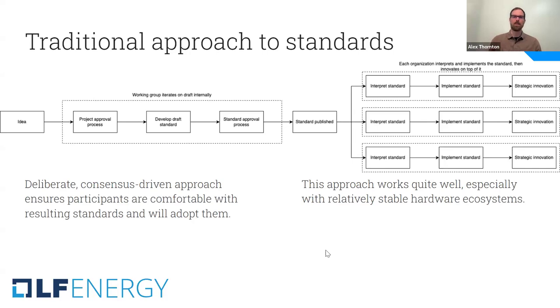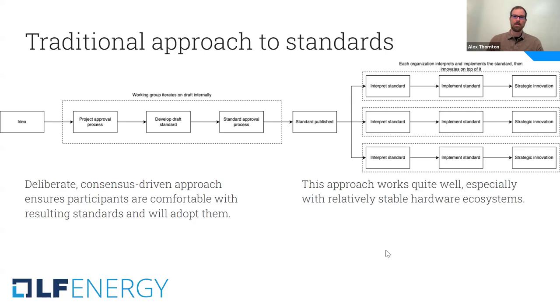It's important to understand that this process is deliberately consensus driven, relatively slow, and that's on purpose. What it's trying to optimize for is comfort with the standards and adoption of those standards, right? So it goes through this consensus driven approach, eventually gets approved. At that point, the standard is published externally so that stakeholders outside of the standard process can view it and use it. And what gets published is a document. That document, in order to become useful technology, needs to get interpreted, implemented, and then different organizations can layer their own competitive strategic innovation on top of it.